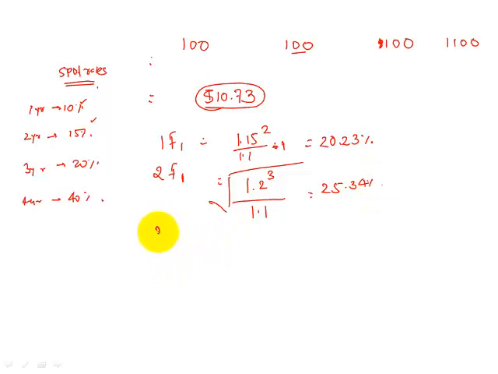Let's calculate a 3-year forward rate 1 year from now. 1.4 raised to 4 divided by 1.1, cube root. 0.72.